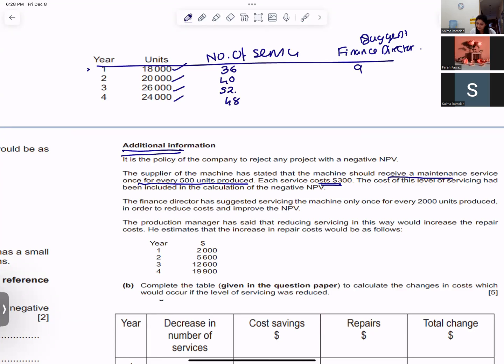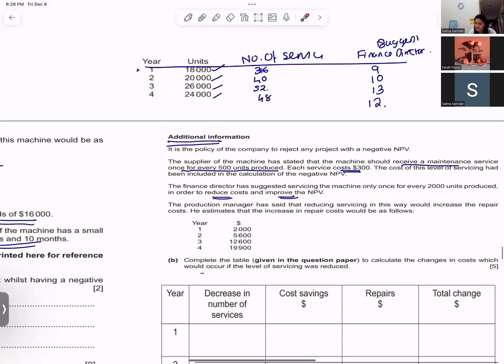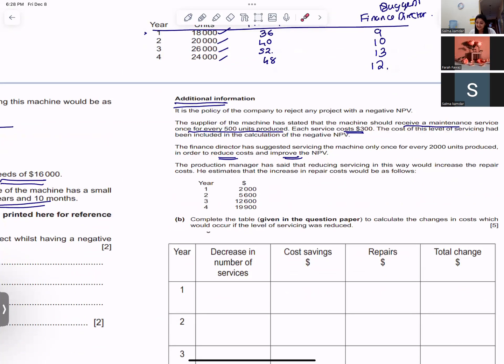Yes. In the second year, 10. In the third year, 13. And in the fourth year, I would need 12 services. Okay. Why am I doing this? So I can reduce my cost and I can improve my NPV. So instead of 36 services, I will do 9. Instead of 40, I will do 10. Instead of 52, I will do 13. And instead of 48, I will do 12 services. This is as per my finance director.